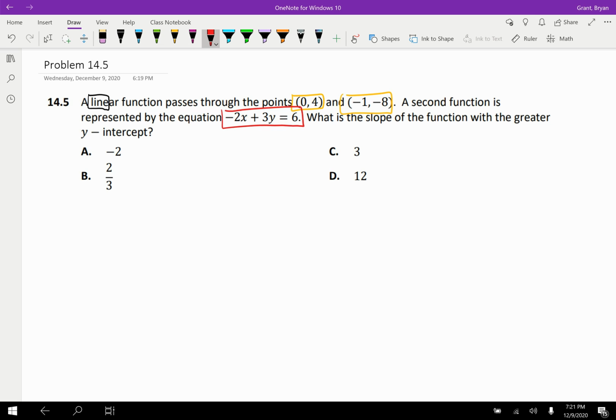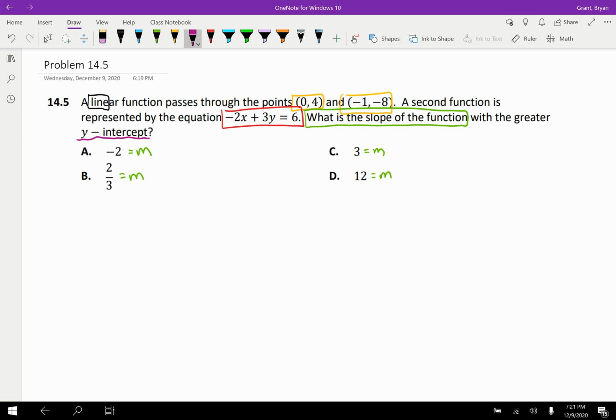And so the question is actually pretty complicated. What is the slope of the function? And actually I think that's our final goal. What is the slope of the function? So all of these down here are slopes, which we label with m, the movement of our line. What is the slope of the function with the greater y-intercept?